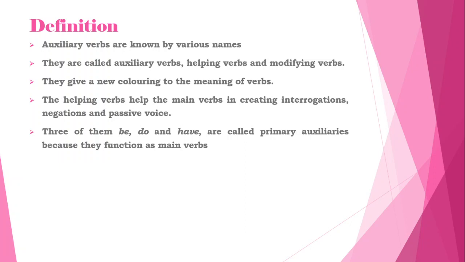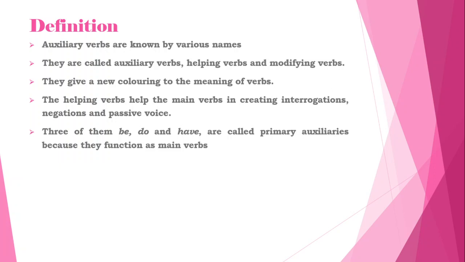So what do you mean by primary auxiliaries? Primary auxiliaries are 3 in number. Be is always used to denote existence. It denotes a state of being. Okay, so in be, grammatically speaking, you have in the present tense is, am, are. Now in the past tense you have was, were. In the future tense you have will be and shall be. So lexically speaking, be denotes existence.